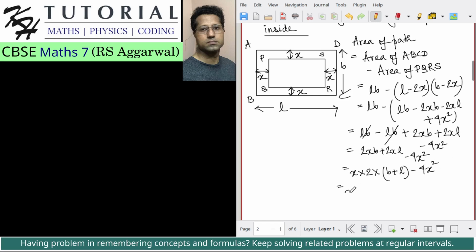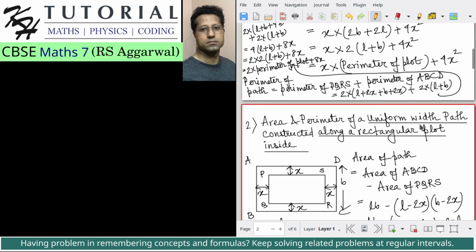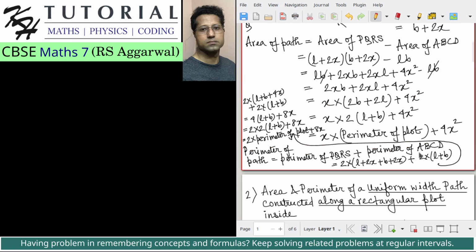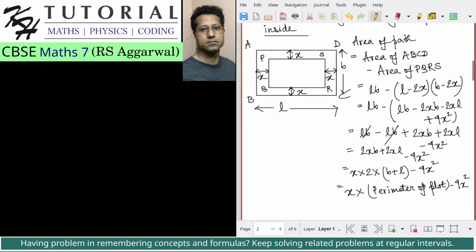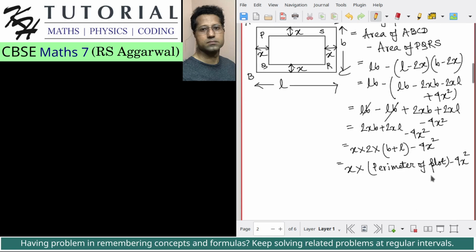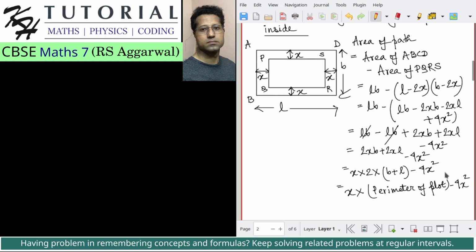So this is nothing but x multiplied by, what is 2 into L plus B? It is the perimeter of the rectangular plot, and we have minus 4x square. So the value of the area of the path this time is similar to the previous one. In the previous one, the area was x into perimeter of plot plus 4x square, and this time when the path is inside the rectangular plot, the area becomes x into perimeter of the plot minus 4x square. Okay, so this was the area.